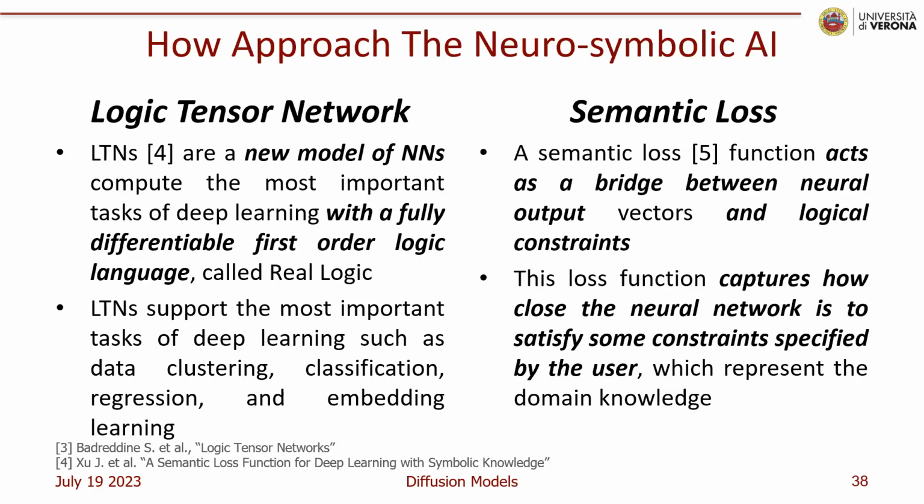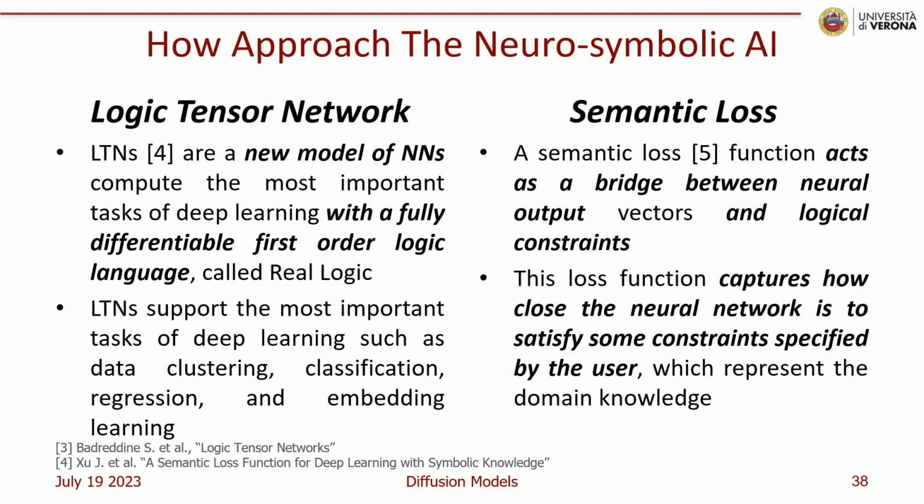There are a lot of approaches to neurosymbolic artificial intelligence. The two most used are the logic tensor network and the semantic loss. Logic tensor networks are a new model of neural network that can compute the most important tasks of deep learning, such as clustering, classification, regression, and are deep neural networks with a fully differentiable first order logic language that is called real logic.